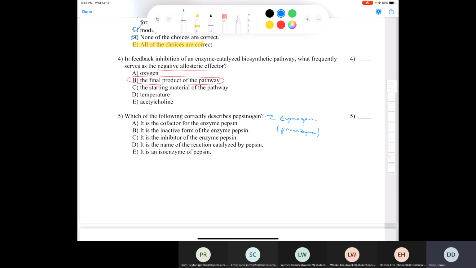Does anybody have an answer for this one? Which one best describes pepsinogen? And if you know the definition of a zymogen or a proenzyme, you should be able to get this one pretty quickly.